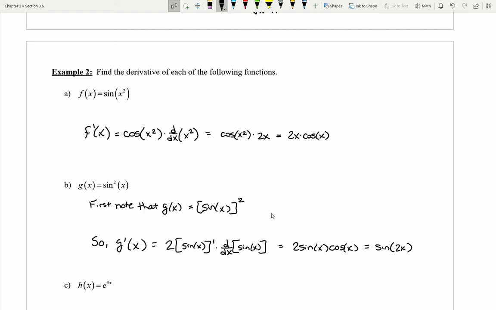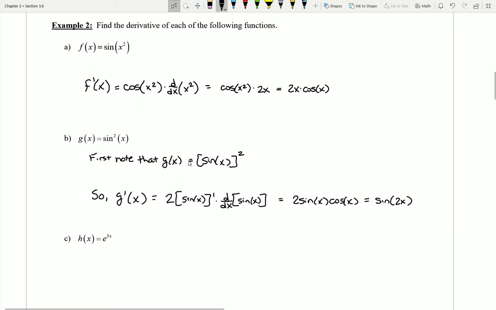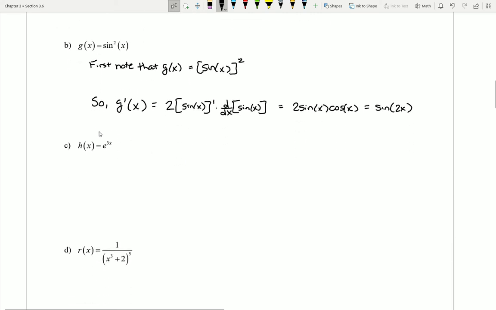So what I'm going to ask you to do now is to see if you can try to practice some of these ideas on your own by taking a look at parts C and D. So go ahead and pause the video here and see if you can attempt to work through each of these examples. And then, of course, when you unpause the video, you'll see me work through the solutions.